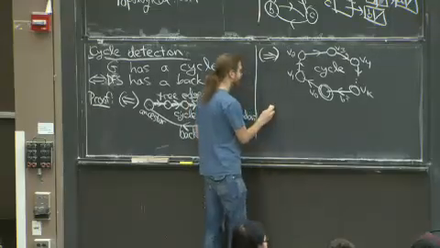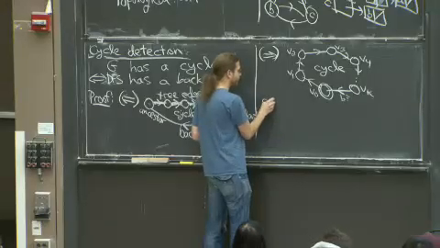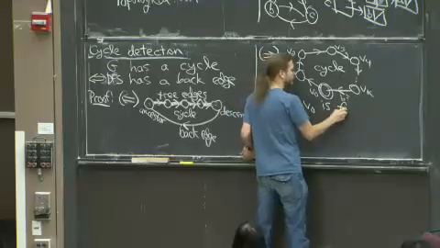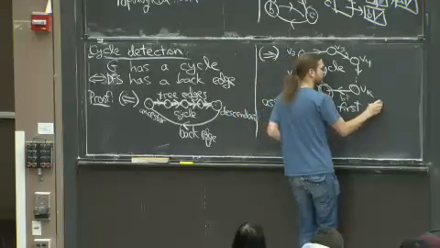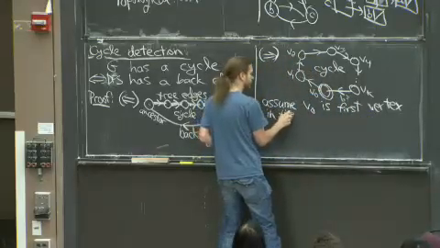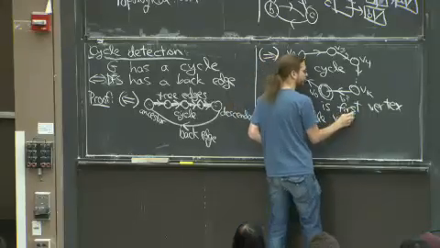First vertex that gets hit. Good. So I'm going to start the numbering, v0. Let's assume v0 is the first vertex in the cycle visited by the depth first search.